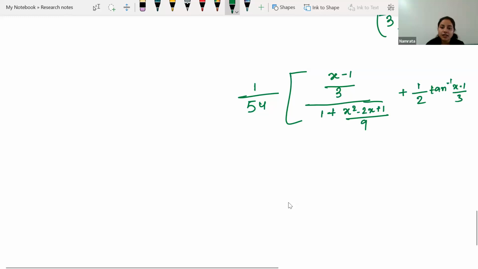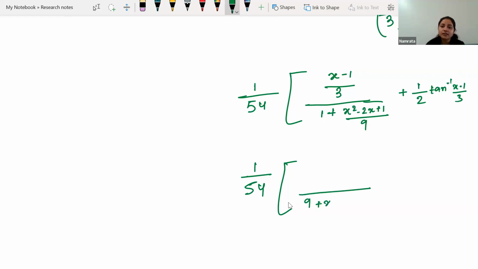One by 54 calculation. So 9 will come out as the LCM of the denominator, and here we'll be having for the denominator 9 plus x square minus 2x plus 1, and this 9 will go in the numerator. If you do the reciprocal, you can do it on your own. It will go in the numerator here, (x minus 1) by 3. This is how we'll be having it. Okay, 3 times 9 plus, 1 by 2 already I have taken out common. So tan inverse (x minus 1) by 3.